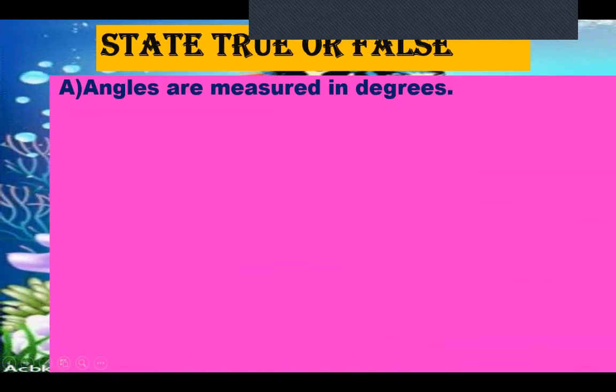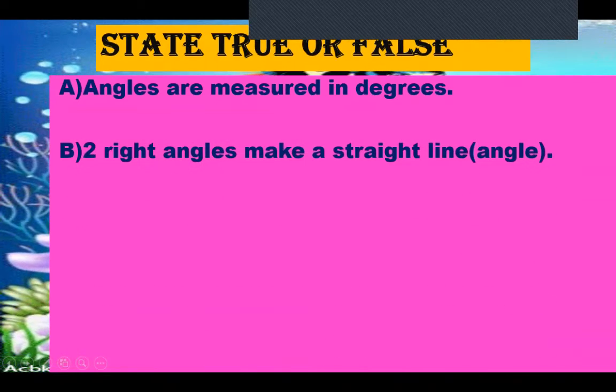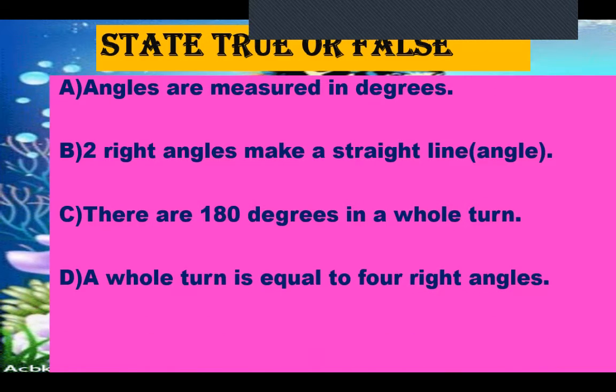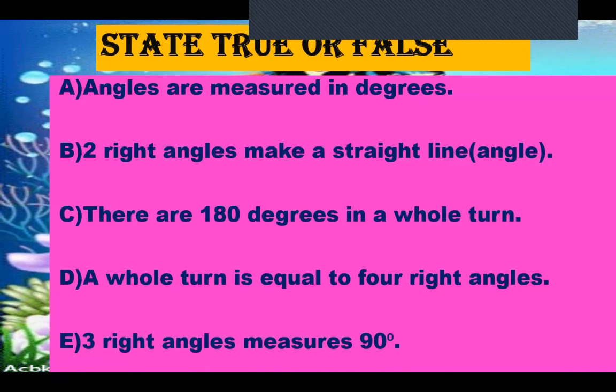State true or false. Now, I'm going to read a few sentences. You have to write whether that statement is true or false. A, angles are measured in degrees. B, two right angles make a straight line or an angle. C, there are 180 degrees in a whole turn. D, a whole turn is equal to four right angles. And E, three right angles measure 90 degrees. Write the correct answers on your whiteboard.